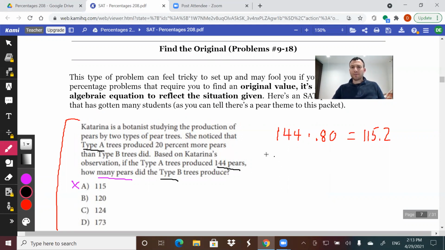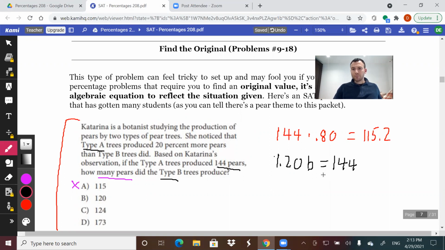So in any find the original problem, you want to write it out algebraically. You want to really think it through and represent exactly what it's saying. The original in this case is B, and I'll tell you why. It's saying that she noticed that type A trees produce 20% more pears than type B trees did. So 20% more than type B gets us what type A produced, which is 144. If you divide 144 by 1.2, you're going to get 120.